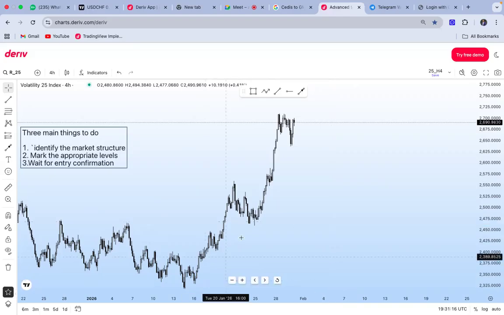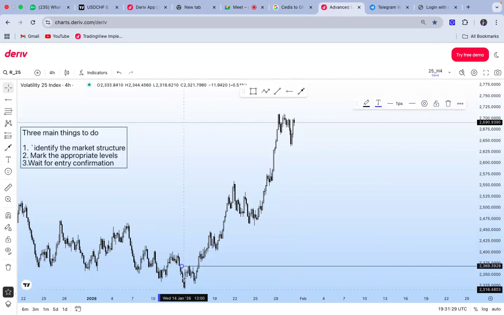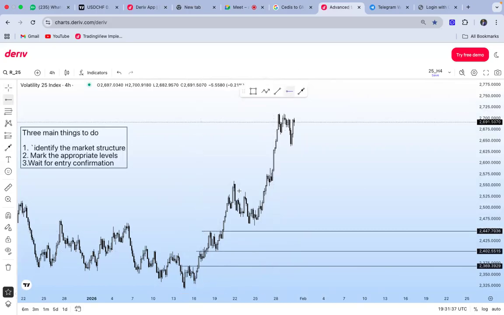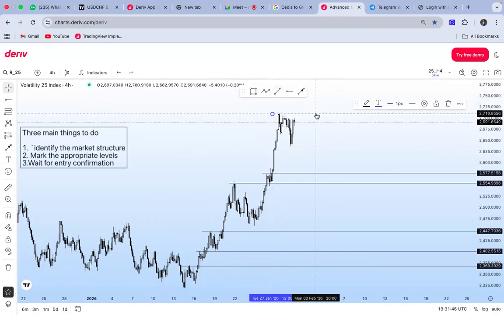So if this is an uptrend, then we are going to mark support levels because we want to buy. We want to buy. Okay. So this was the first higher high that the market broke. This was the second. And then this was the third. Then we have the fourth here. And we have the fifth. Then currently, this is the last one. But tell me something.